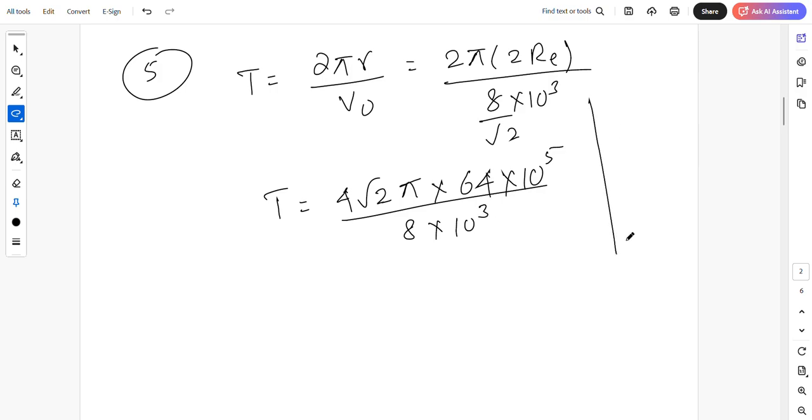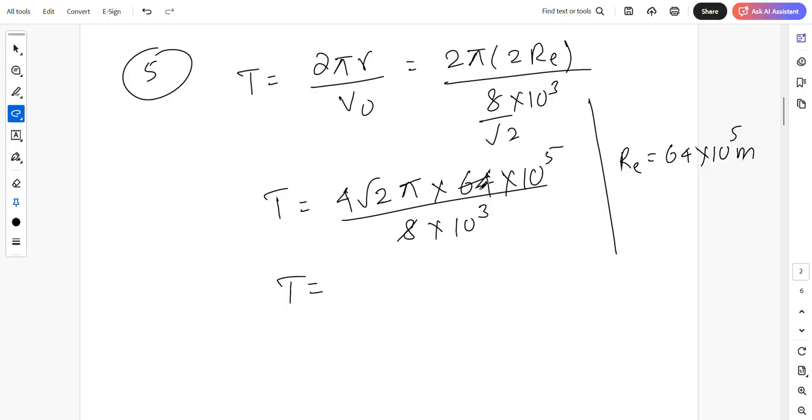We know the radius of the earth, how much is it? That is 64 into 10 to the power of 5. Hope you have understood. Radius of the earth is equal to how much? The radius of the earth is given by 64 into 10 to the power of 5 meter. Right. If I simplify this one, I can write this as what?